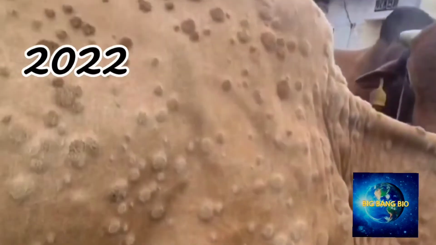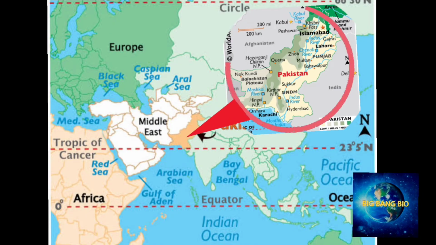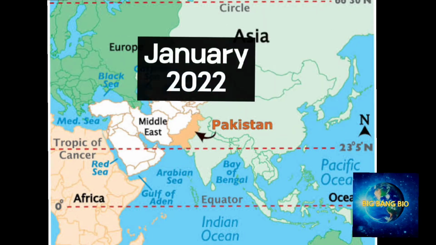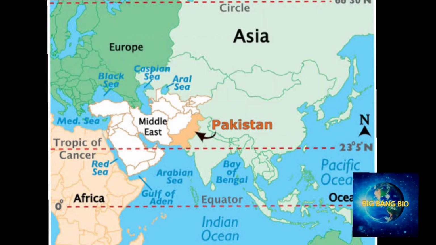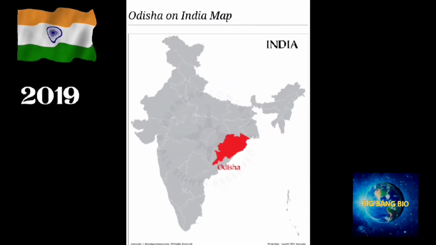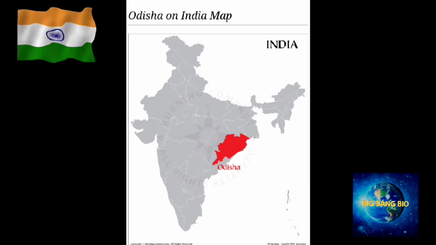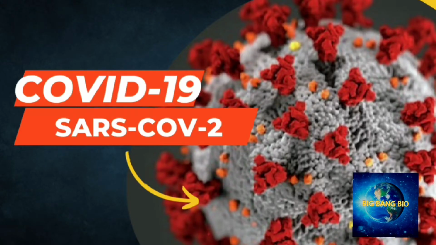Since early 2022, the disease of lumps and boiled skin affected thousands of animals across Pakistan. The first case of this disease was reported in Sindh in January 2022. This disease was diagnosed in India in 2019 in Odisha, but went under the radar during the COVID pandemic.